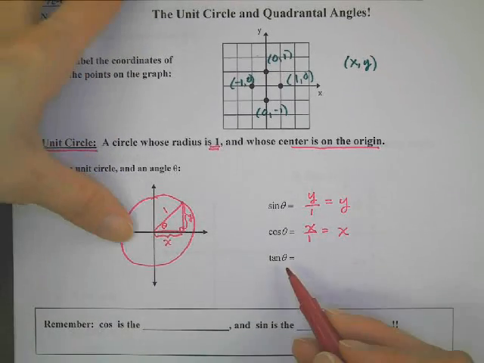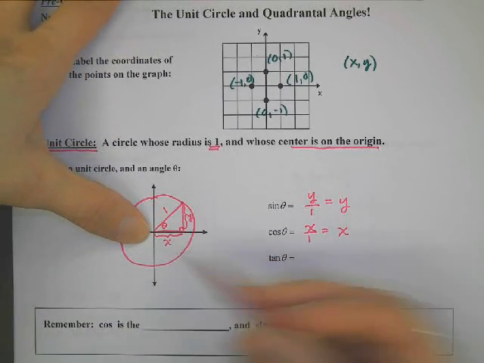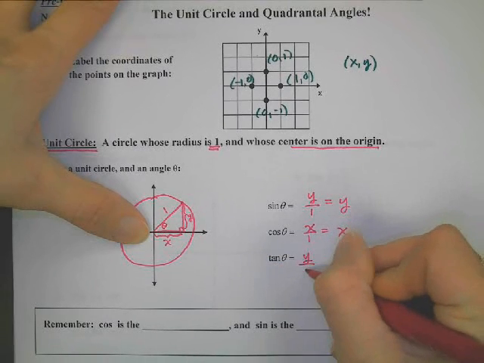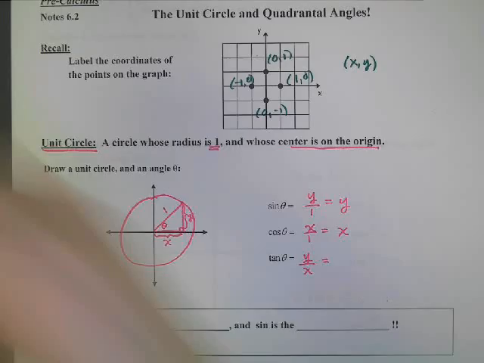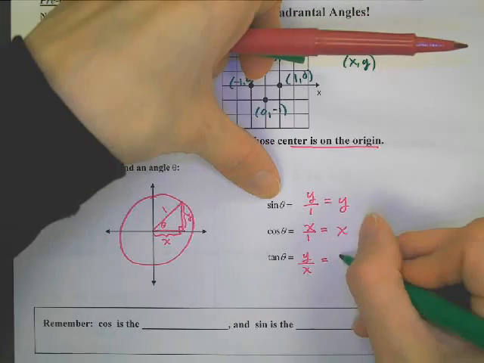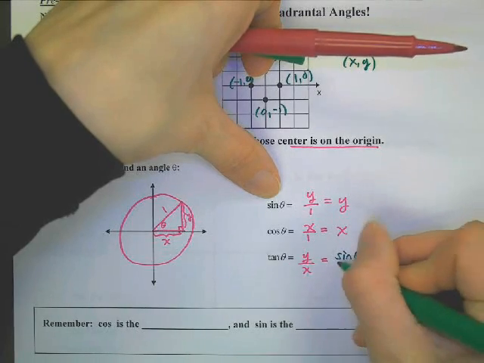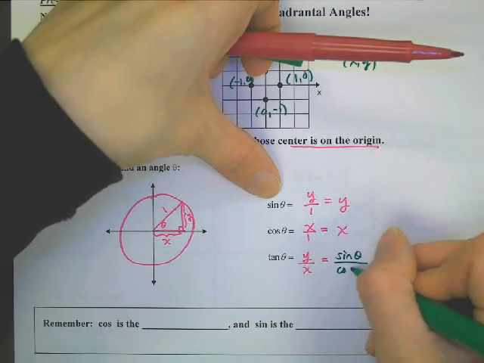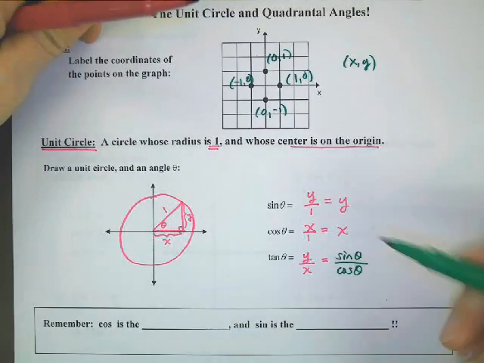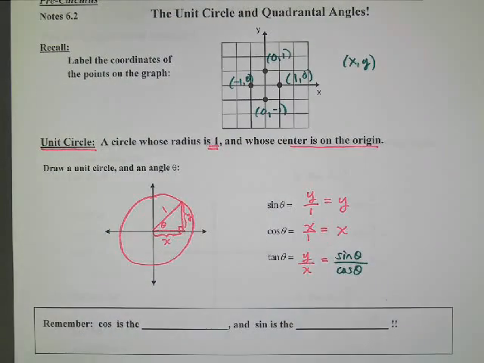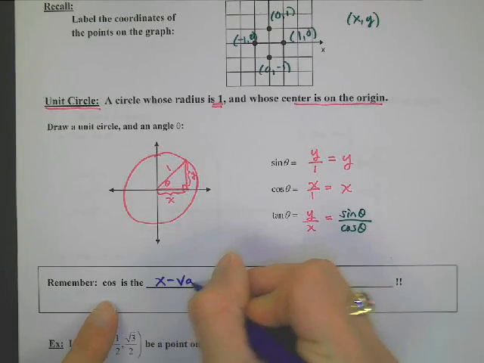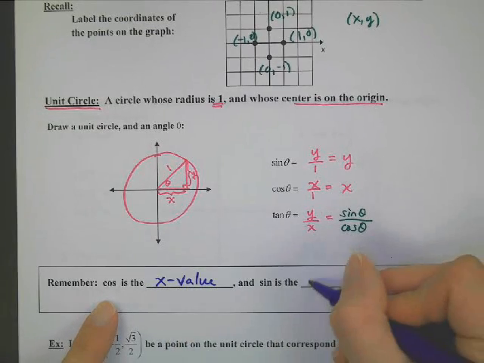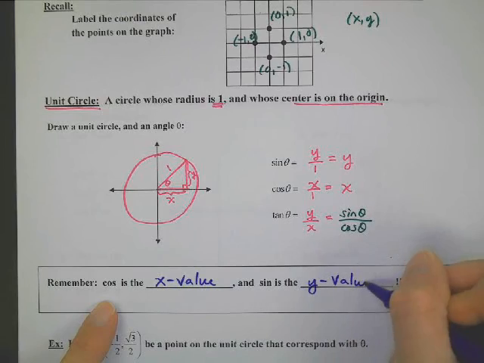All right, let's do a tangent here. Tangent is opposite over adjacent, and that's y over x. Okay, but if you want to talk trigonometrically, then when I say y, you would think sine, and when I say x, you would think cosine. So when I say tangent, you think sine over cosine. Okay, and we definitely have to remember these. So remember, cosine is the x value, and sine is the y value.